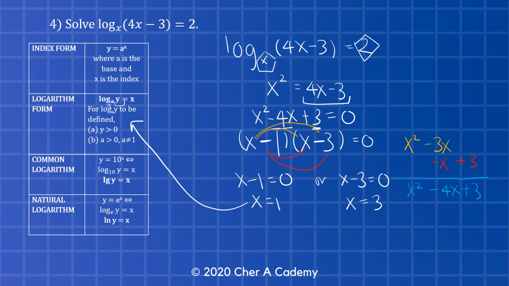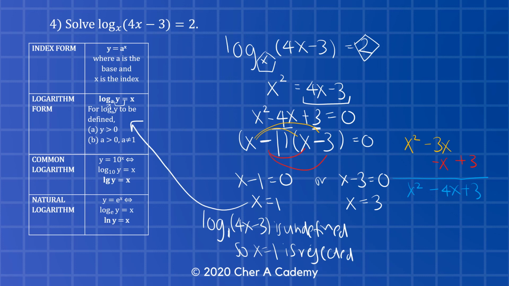or it cannot be 1. So if my x is equals to 1, my log base x, which is 1, will become 1. 4x minus 3 will become undefined, as the base is 1. So I will have to reject x equals to 1. So my final answer will only be x equals to 3.